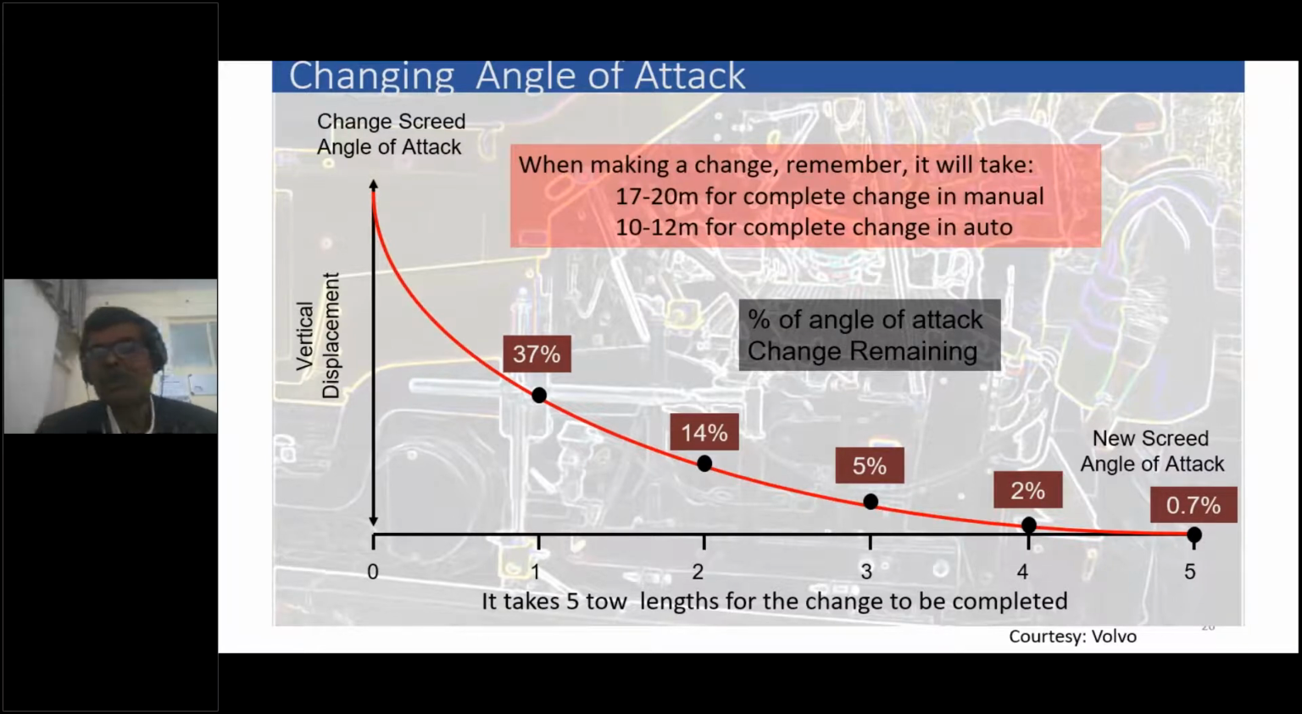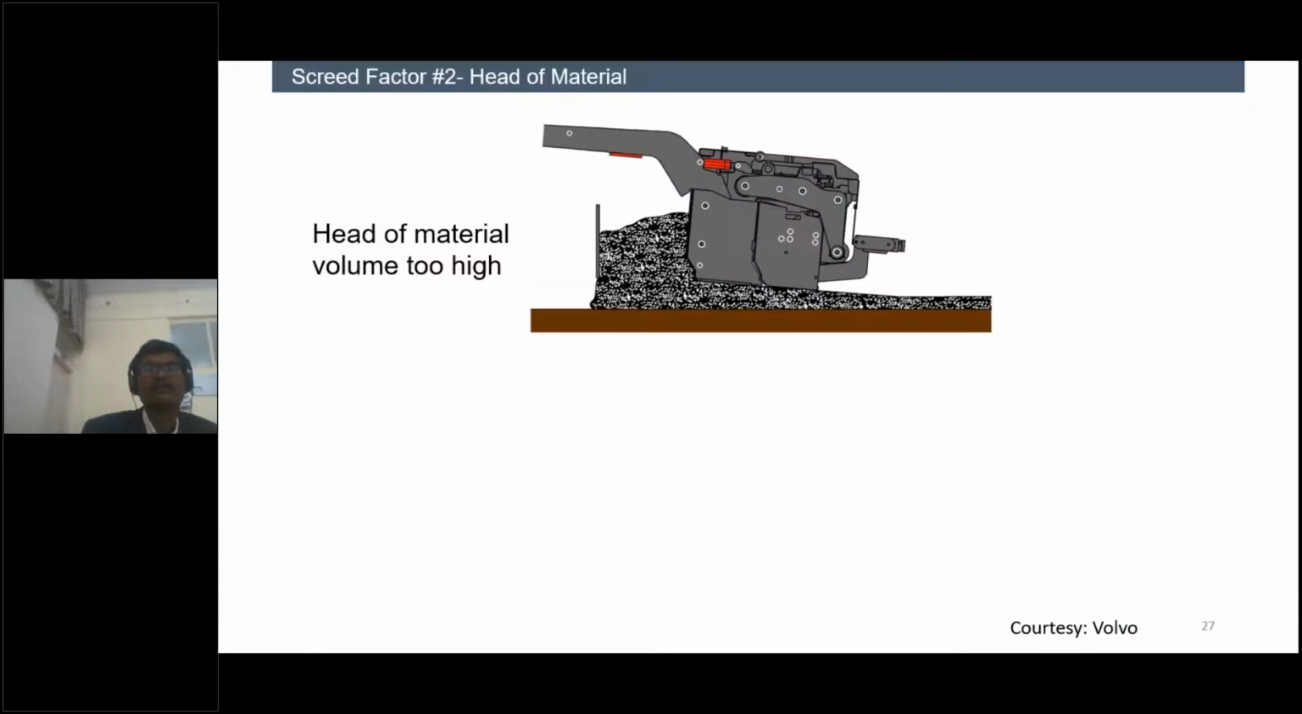And as you know, one of the most important functions of the surface layer, concrete or asphalt, is to have a smooth riding surface. And if we keep changing this auger, then we will not get a good product. So changing the screed height is not to be done.